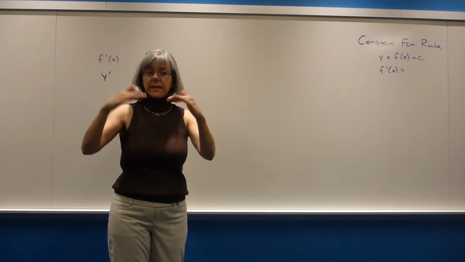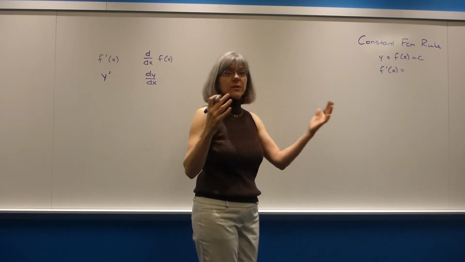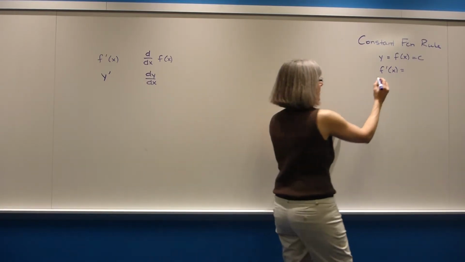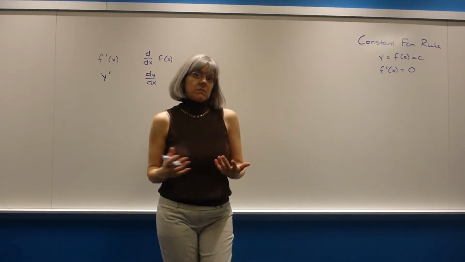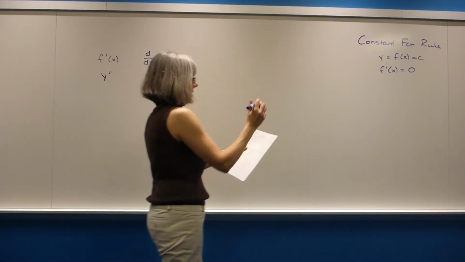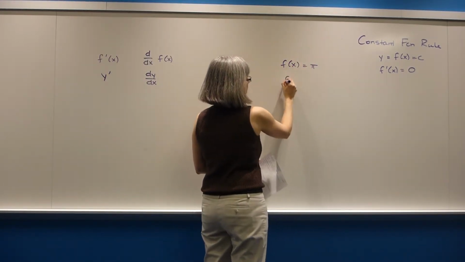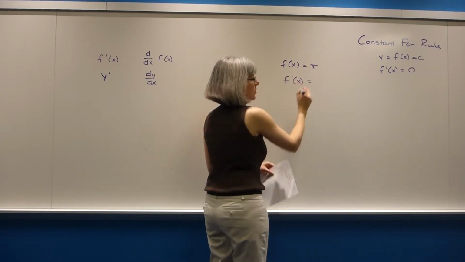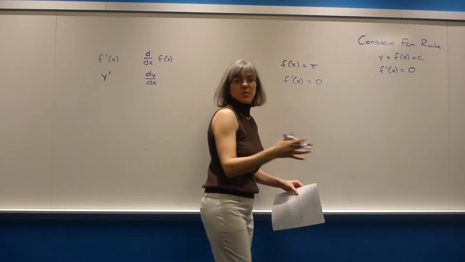Does it matter where the line is? Y equals pi, y equals negative 10 million, y equals 37 halves. It doesn't matter. It's a horizontal line. The derivative is always zero. So it's kind of handy. So if I have f of x equals pi, and I say find the derivative, you write 0. Pi is just a number, 3.14.